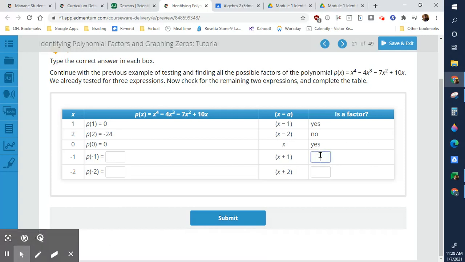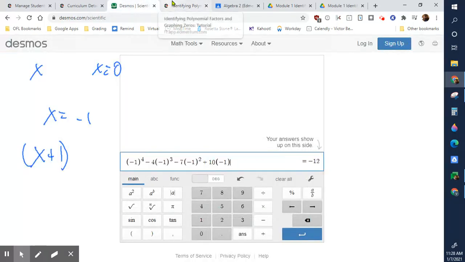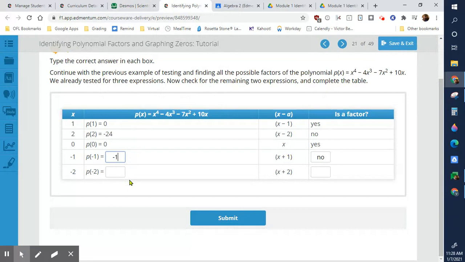Now, why did I ask you... oh, this is equal to -12. Because it's equal to -12, it is not a factor. Now, why did I ask you guys to use Desmos instead of just using it one time? Well, now we have to do it with -2. If we plug in -2, that's saying the factor would be x plus 2, but the x itself would be -2. So here are the x's, and here's what the factor would be. Is it a factor?